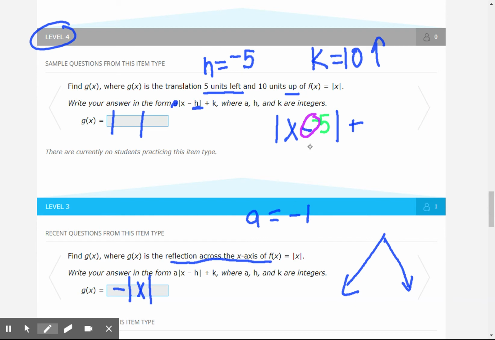And we need to remember that when we multiply a negative times a negative, it changes to a positive. So my two minus signs are going to change to a plus sign. So inside for my answer, we actually have the absolute value of x plus 5. And then on the outside, we're going 10 units up. So we're going to add 10 to the back of this function outside of the absolute value. And that means I'm going to be shifting on my graph left 5 units and up 10 units.